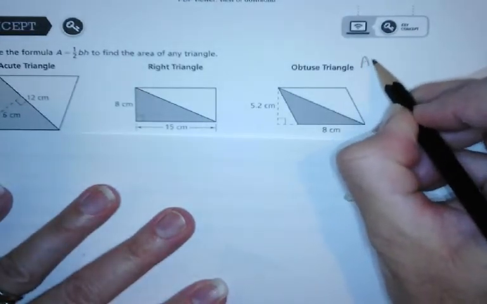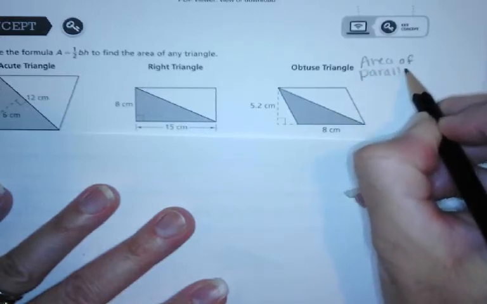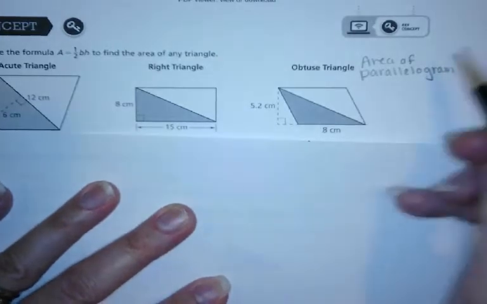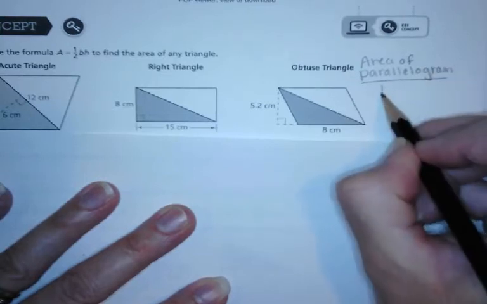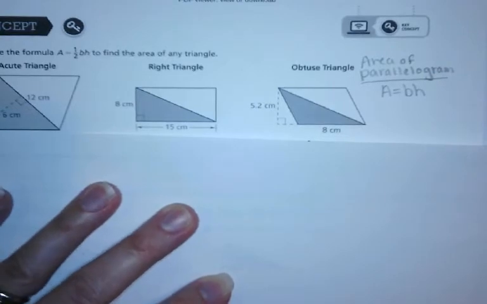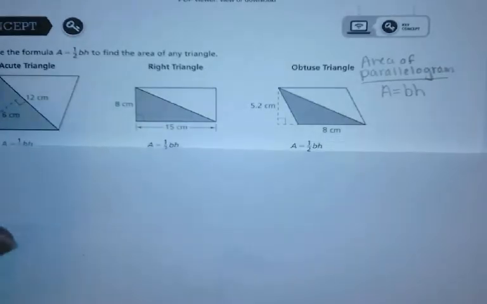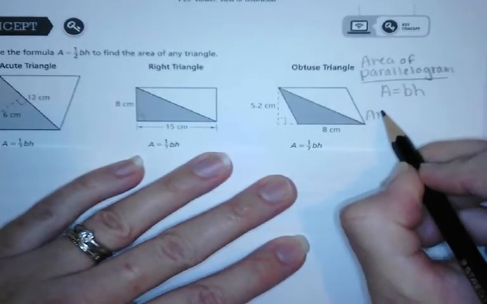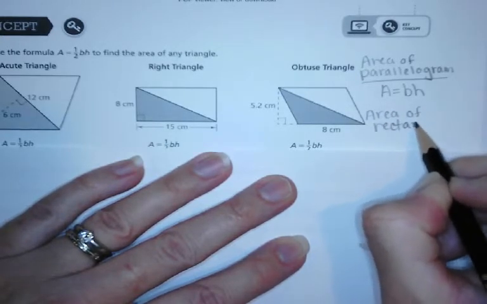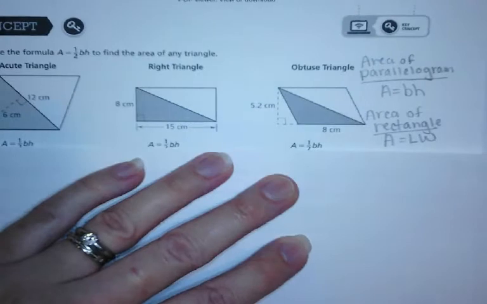So area of a parallelogram or rhombus, a rhombus is a special type of parallelogram, is A equals base times height. And we practiced that over the last 2 days. The area formula of a rectangle is area equals length times width.